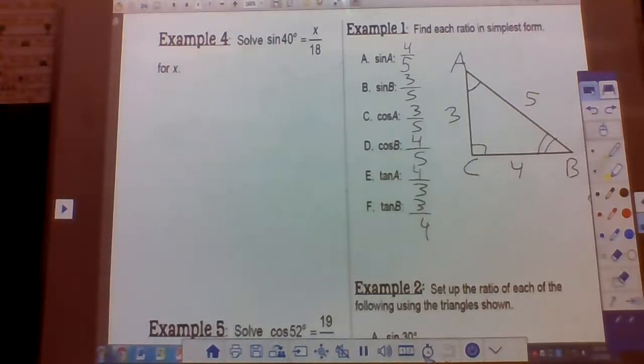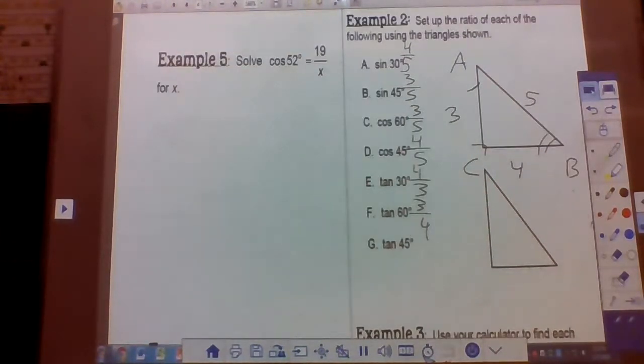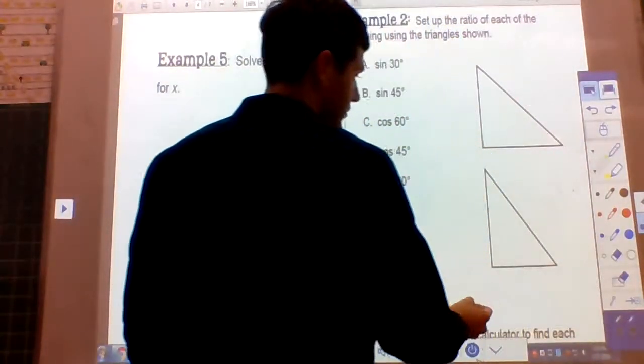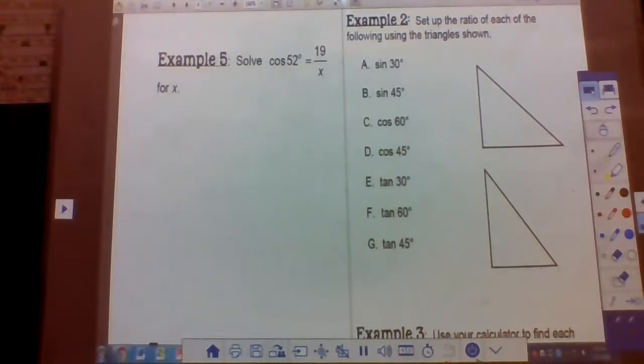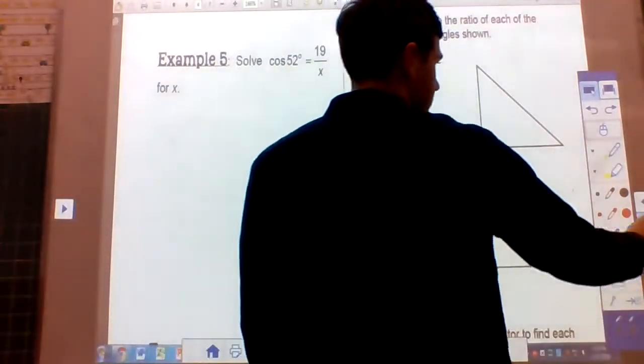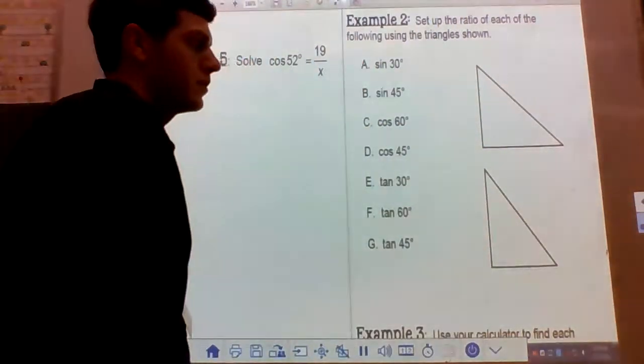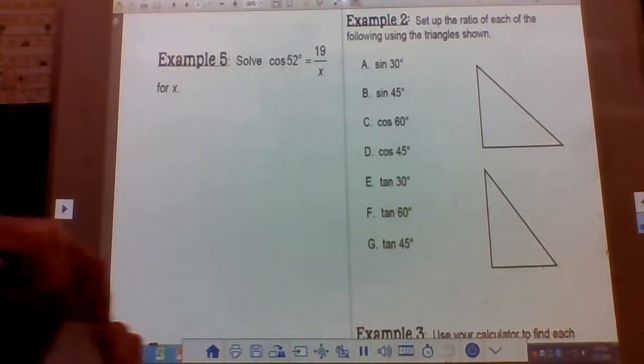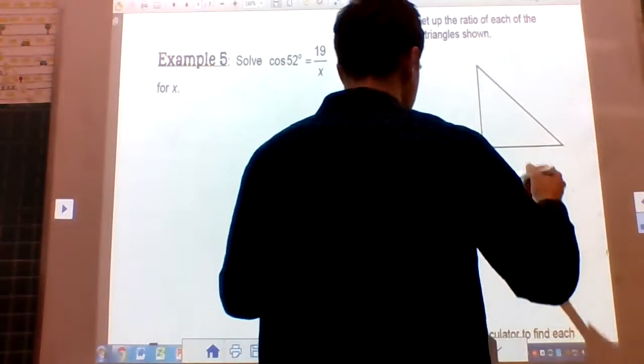That's example 1. Example 2. We have the sine of 30 degrees. Let me fill in the missing pieces here. We have A, B, C.